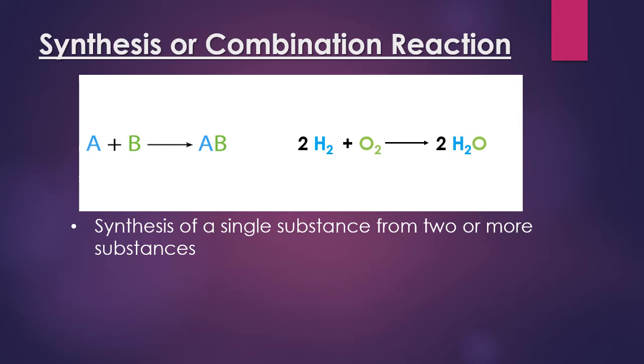Okay, so the first type we're looking at is synthesis. It is also called a combination reaction. It is called this because you take two things, two reactants, and you add them together to make one product. Okay, so the example that I have here is taking H2 gas and O2 gas, combining them in a combination reaction to synthesize water.